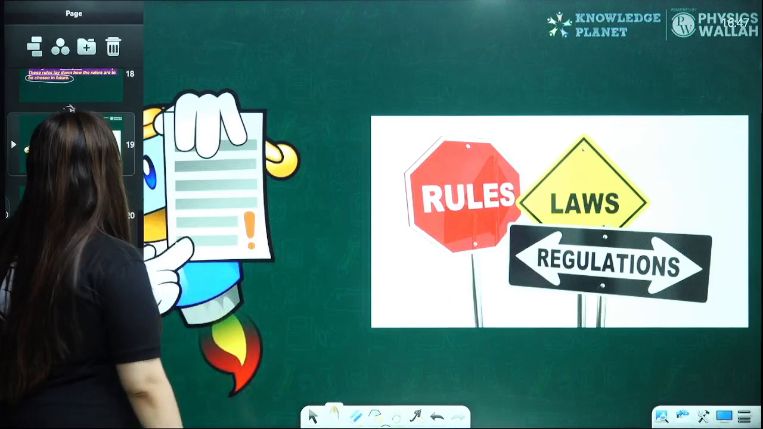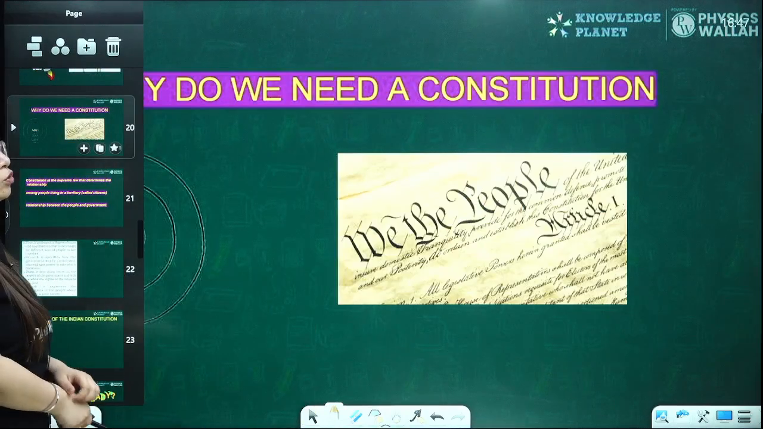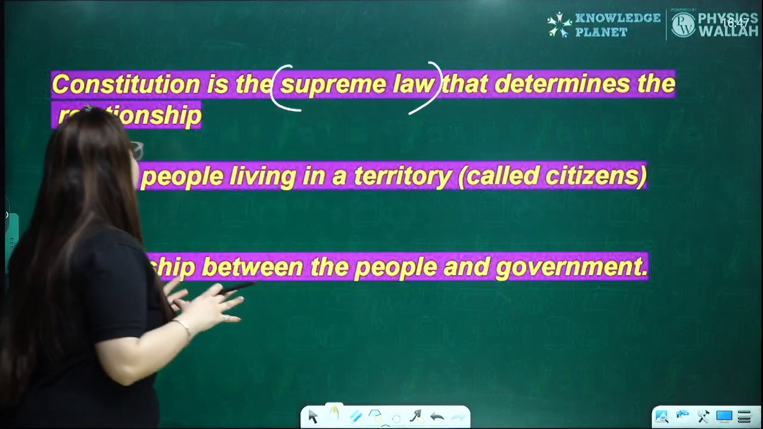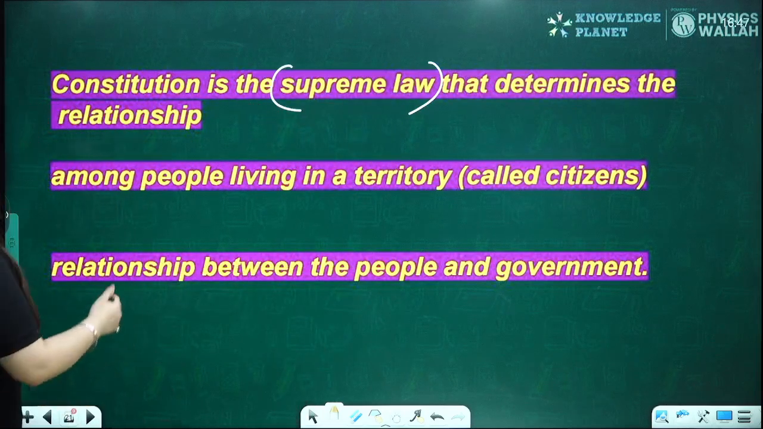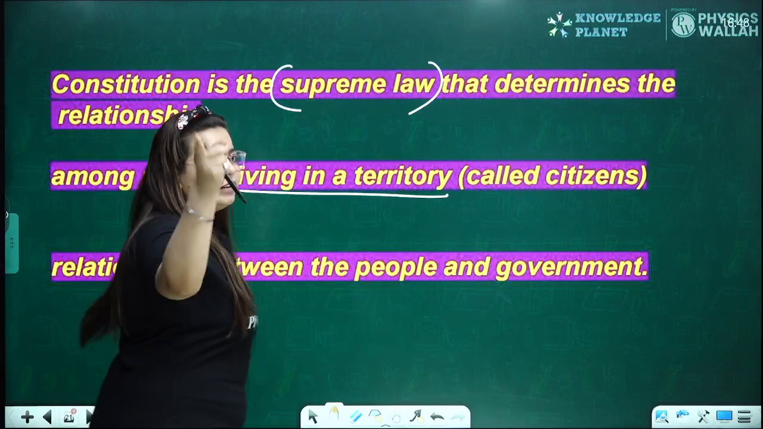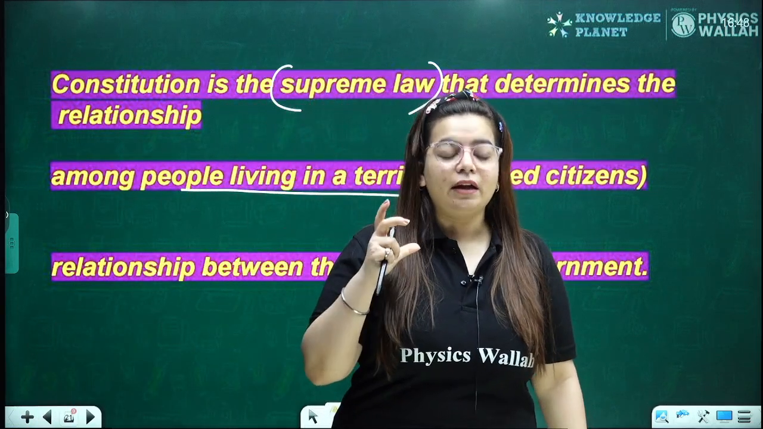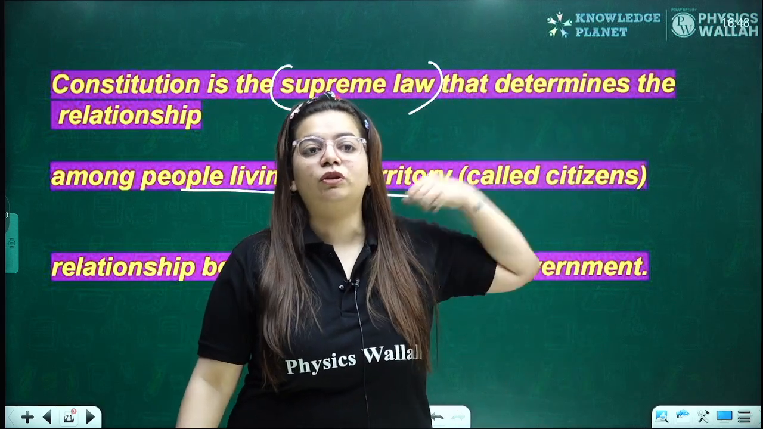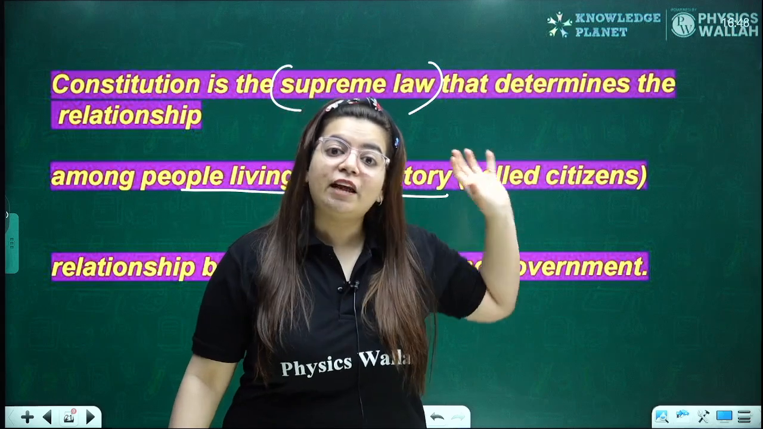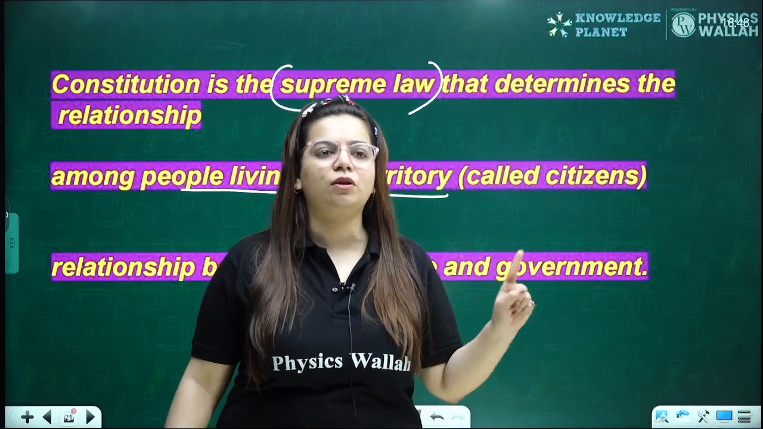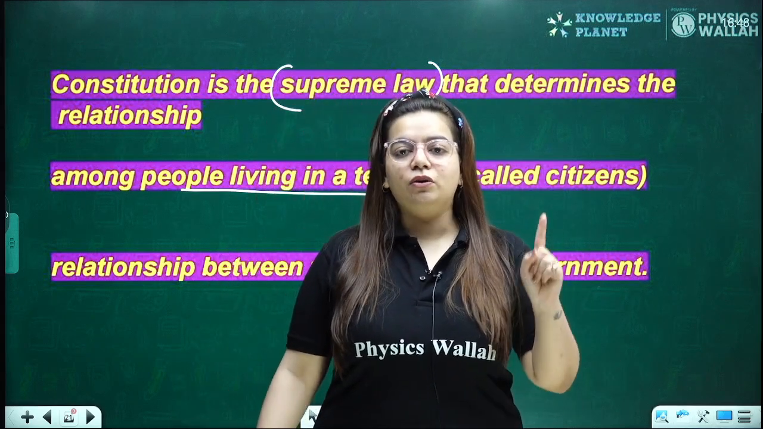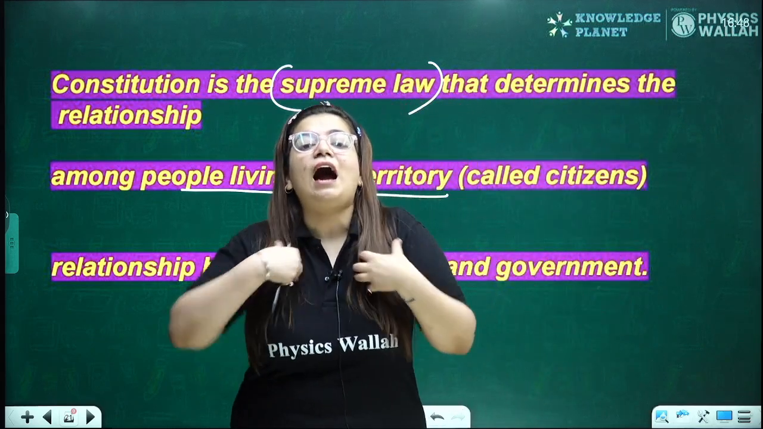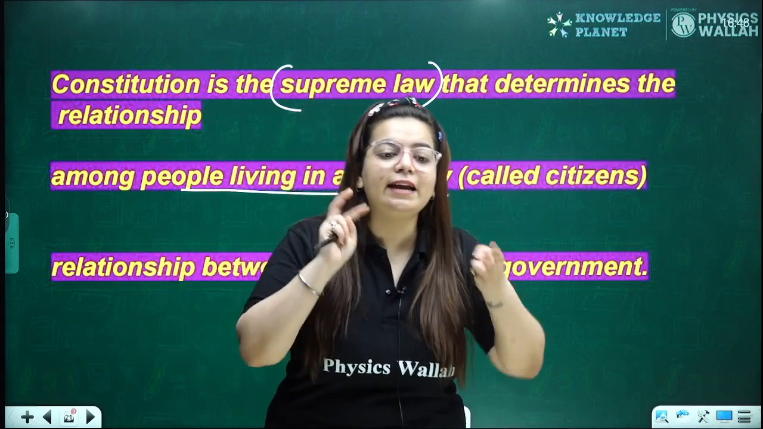Now the question arises, why do we need a constitution? Again, the constitution is a supreme law that determines the relationship between the people living in the territory, the citizens. So if anything goes wrong, we have the constitution at our back, and we can definitely go back to it. Yes, it is written in the constitution and no one can go against it. If things are written in the constitution, definitely we are safe and secure.